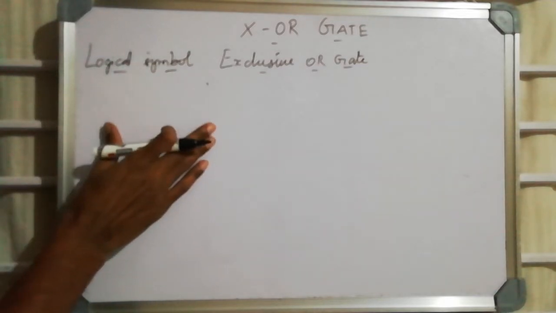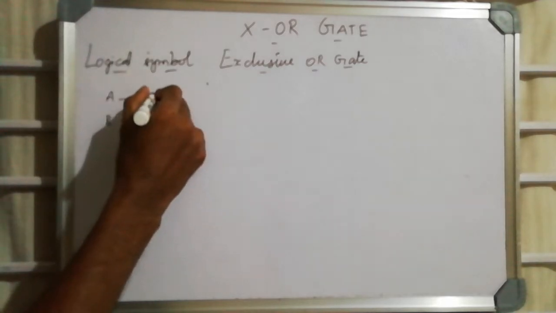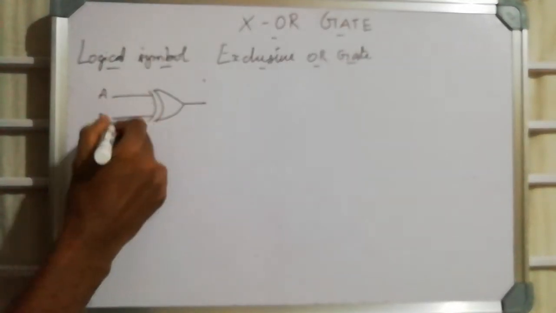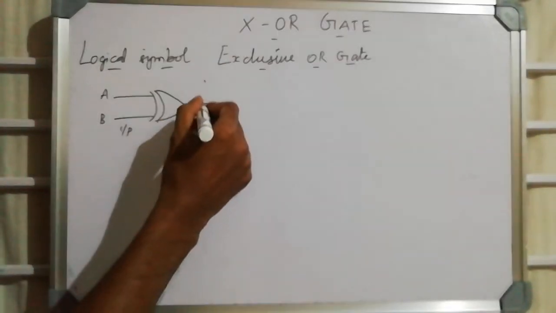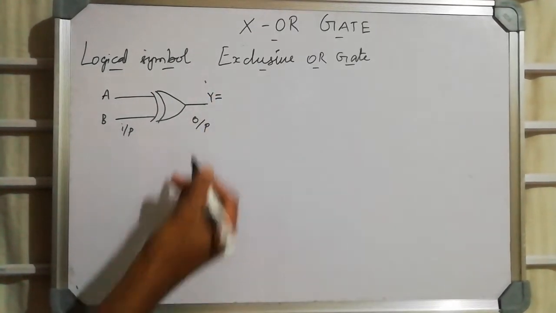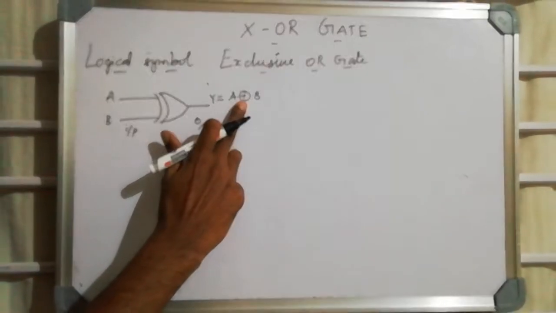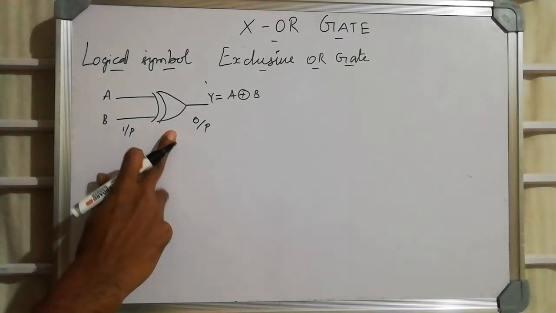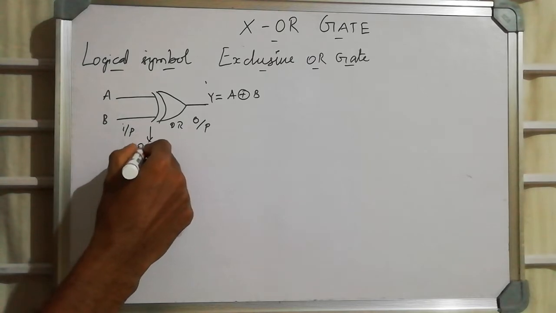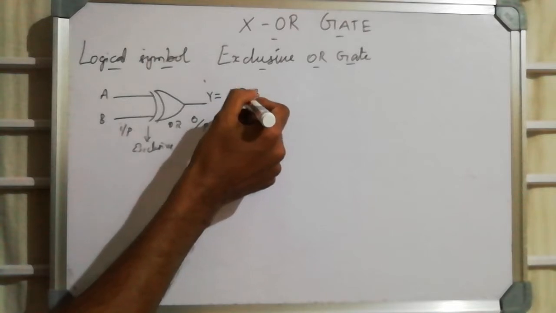Here I am taking a two input XOR gate. The first one is A, the second one is B. So A and B are inputs. The output is Y, where Y is equal to A XOR B. Here I have given a plus symbol because this is the OR gate, and this one is exclusive. So this is OR and this is exclusive. For exclusive we have put a circle around this plus symbol.